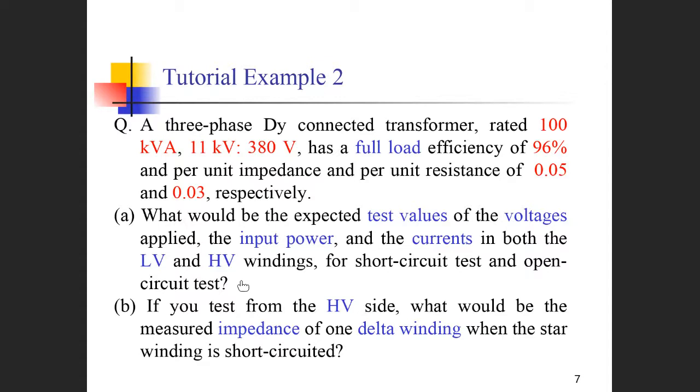So this is a reversed question. Suppose the efficiency we already got, and now you are required to estimate the possible short circuit test and open circuit test readings in terms of the input voltage, current, and power. So it's the reverse of question 1.